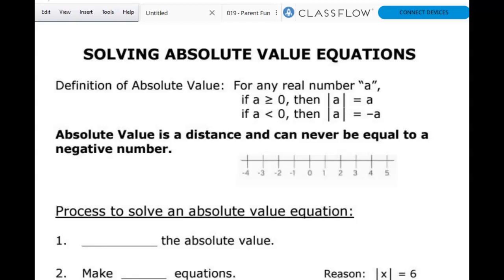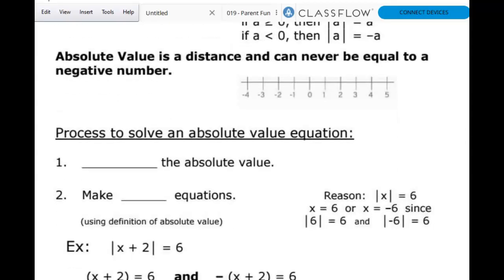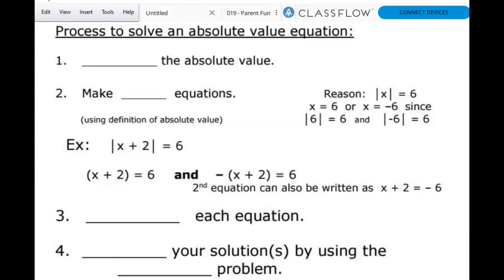The definition of absolute value is that no matter what we put inside the absolute value sign, the output is positive. Okay? So there's a process to solve an absolute value equation. The first thing you have to do is isolate. We're going to isolate the absolute value. Then we're going to make two equations.